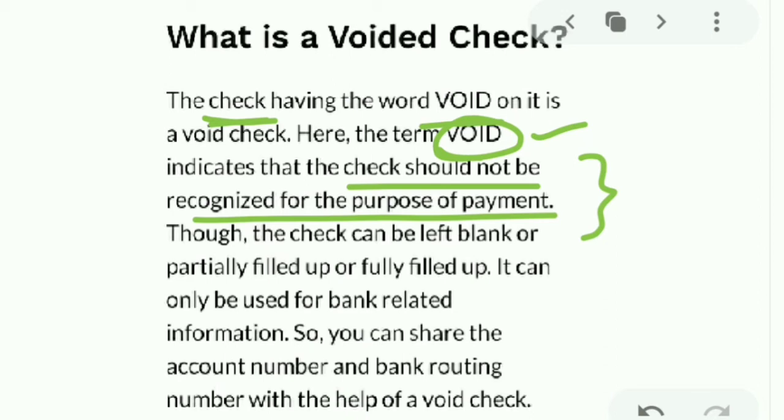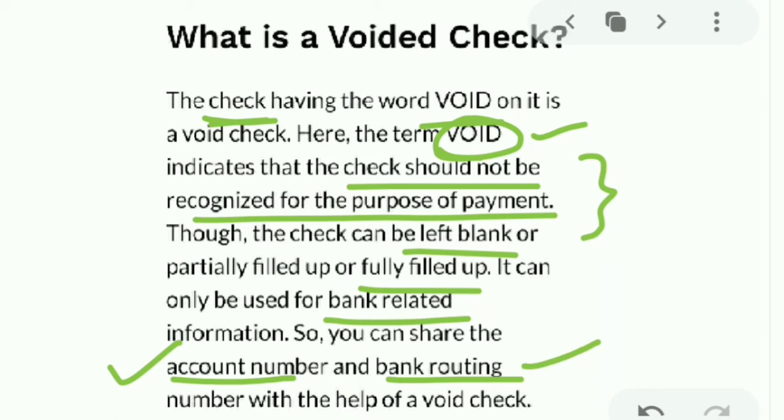You can leave the check blank, partially filled up, or fully filled, but that's your choice. It can only be used for bank related information. You can retrieve bank information from the voided check. So you can share the account number and bank routing number with the help of a voided check.